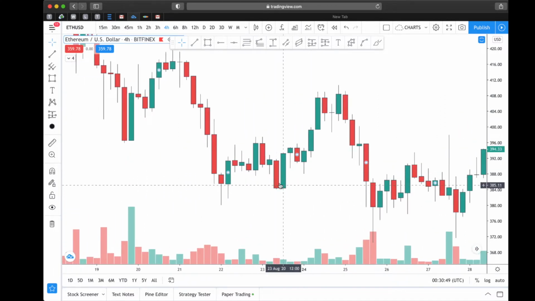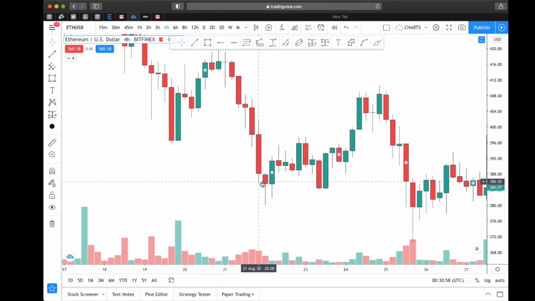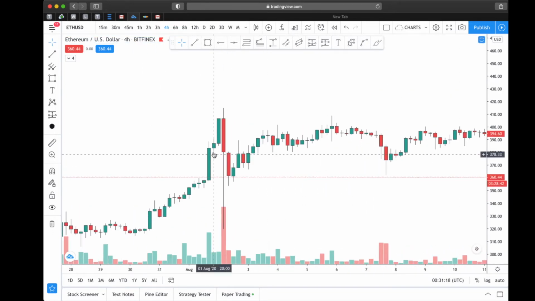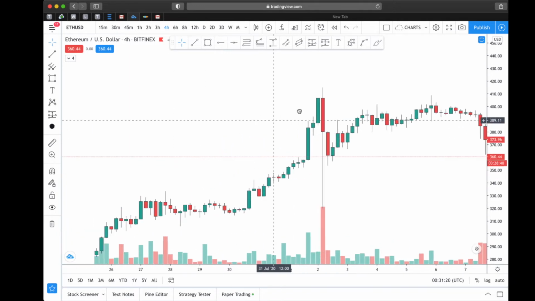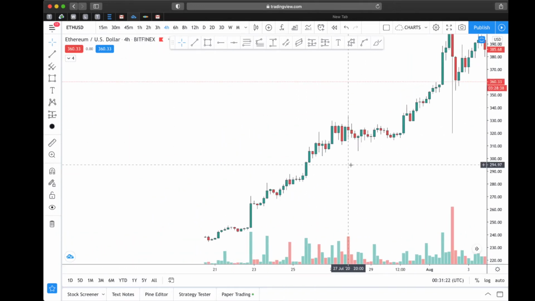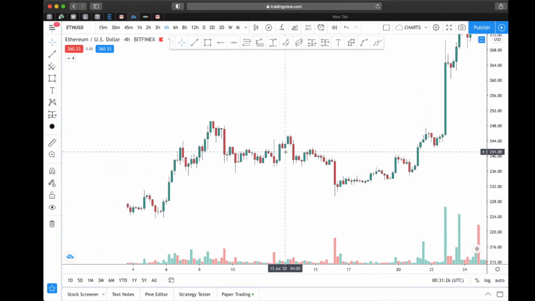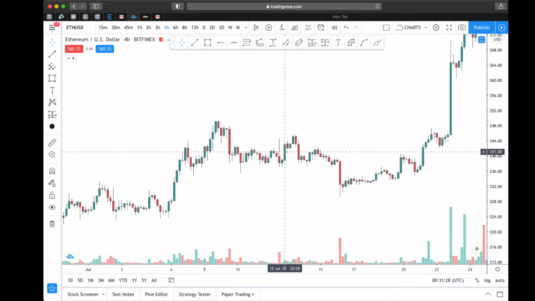This is a bullish engulfing. Can you see? So the green candle covers the whole body of the red candle. This is also a bullish engulfing. You can say every time we see a bullish engulfing, price goes up. So here, this is a bearish engulfing. So many candlesticks to pick out.